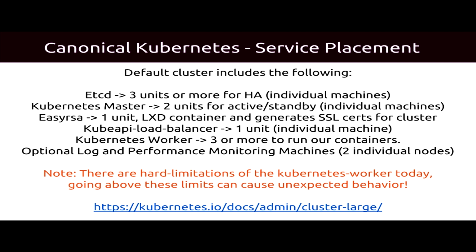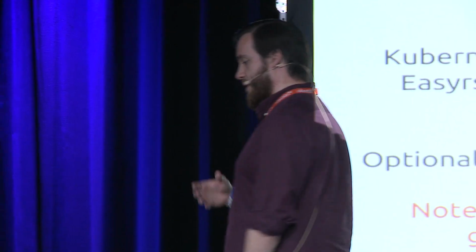Again, the optional logging and monitoring stack, these are 2 machines. We have one specifically for performance monitoring, one for log monitoring specifically. And right at the bottom of this is quite important. So there are actually limitations, at least in Kubernetes right now, around how many pods and how many nodes you can have within a cluster.